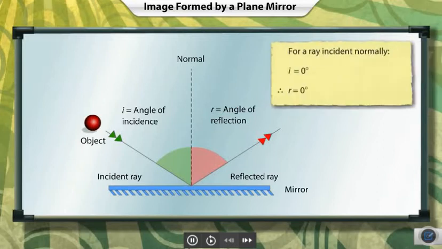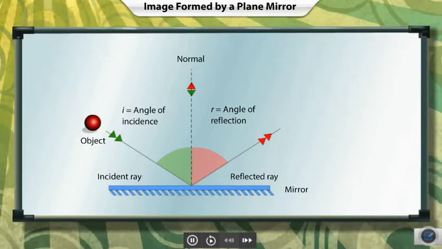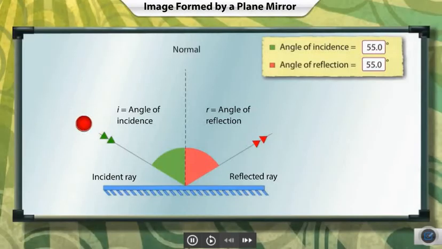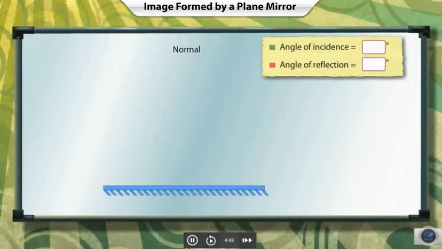For a ray incident normally on the mirror, the angle of incidence is equal to 0. Therefore, the angle of reflection is also equal to 0. This is why the ray is reflected back along the same path. Drag the object to change the angle of incidence and observe how the angle of reflection changes.